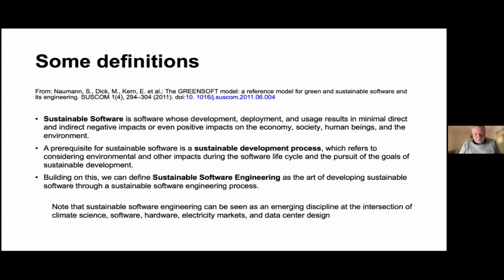Here are some other definitions, and we'll then come to a summary of that. This one is from a GreenSoft model we are considering a little bit later on in more detail. It says sustainable software is software whose development and deployment, which means basically the way it is transferred to its use and usage, results in a minimal direct and indirect negative impact, or even positive impact, on the economy, society, human beings, and the environment.